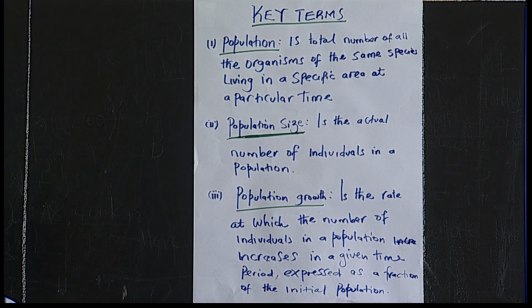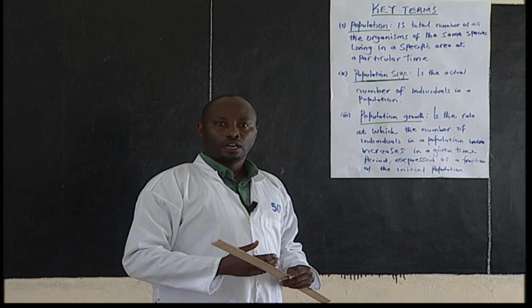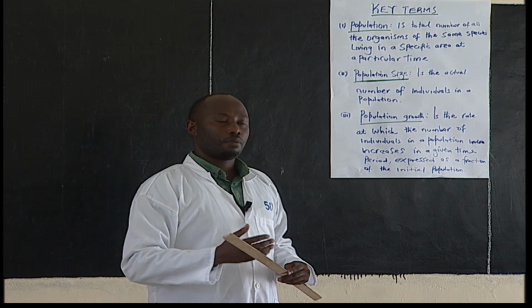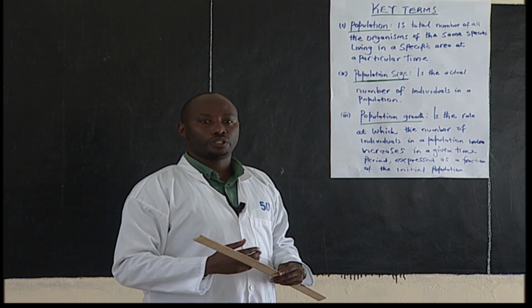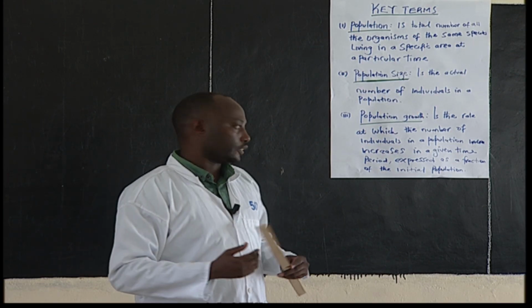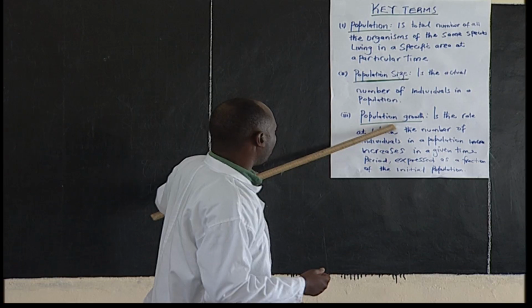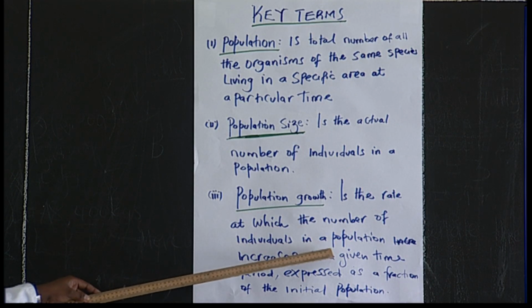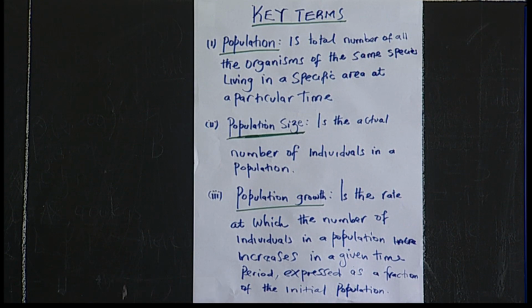We are going to discuss some of the factors that can make population increase. There are a number of factors that can cause population to increase, and also a number of factors that can make population decrease. We're going to think about the factors that make a population increase, and some of the factors that make a population decline. So that is the definition of population growth: the rate at which the number of individuals in a population increases in a given time period.